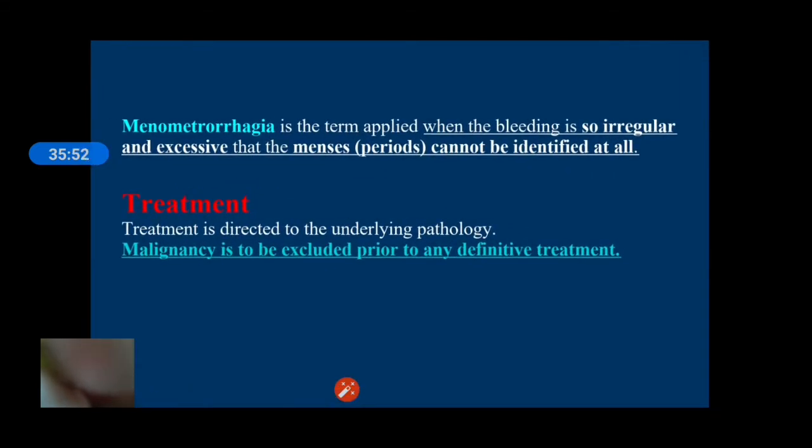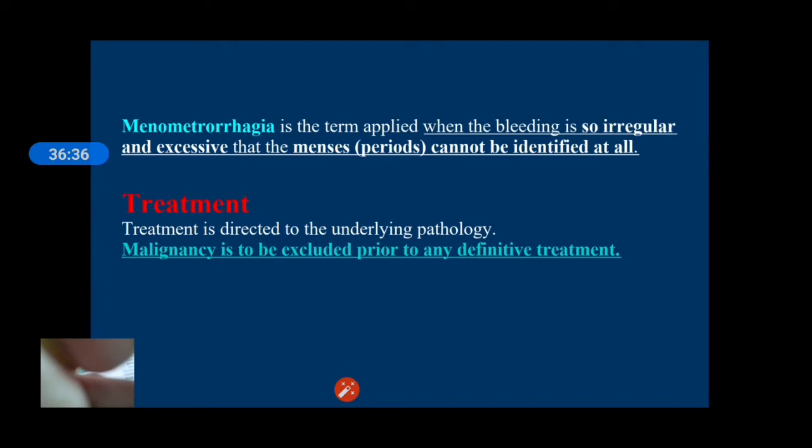Then menometrorrhagia. There is one more term which is called menometrorrhagia. Metrorrhagia we have covered. What do you mean by menometrorrhagia? Menometrorrhagia is a term applied when the bleeding is so irregular and excessive that the menses or the periods cannot be identified at all. It is such irregular bleeding and so excessive in amount that it is very difficult to identify when the cycles have started and what is the day one of the cycle. Such irregular and excessive bleeding is termed menometrorrhagia.